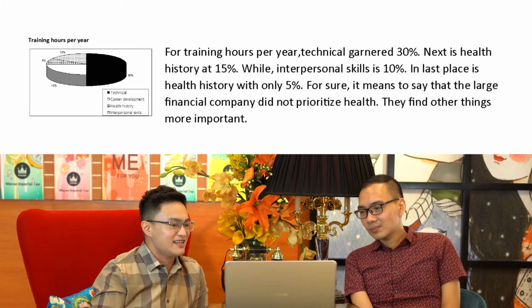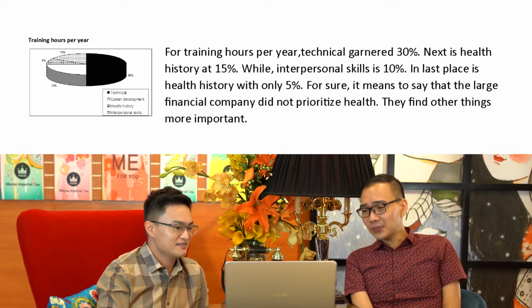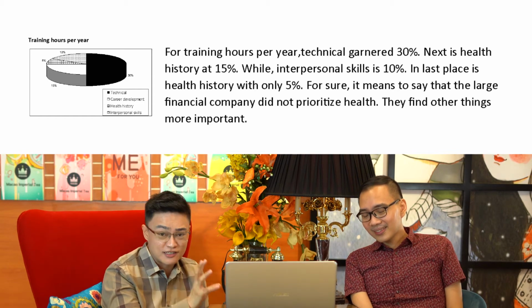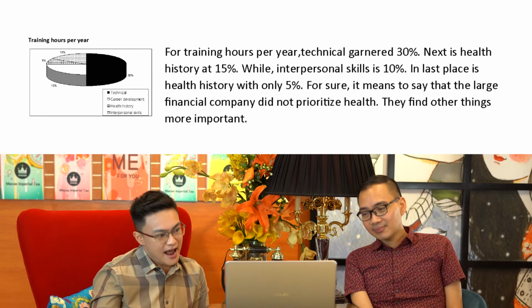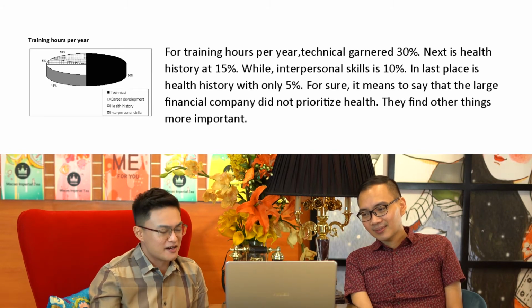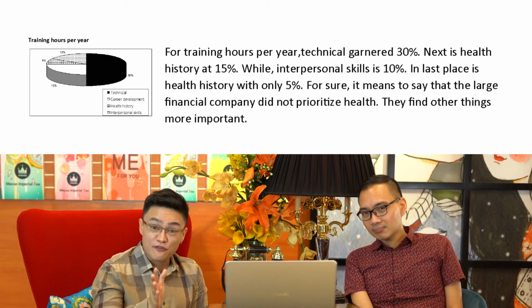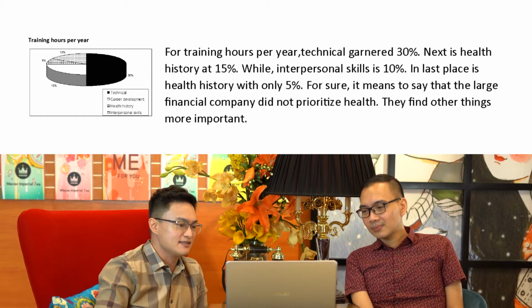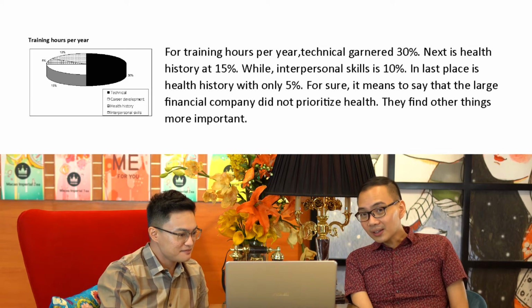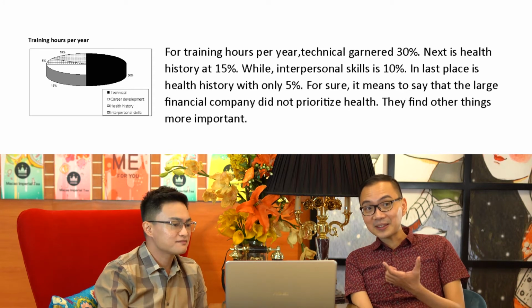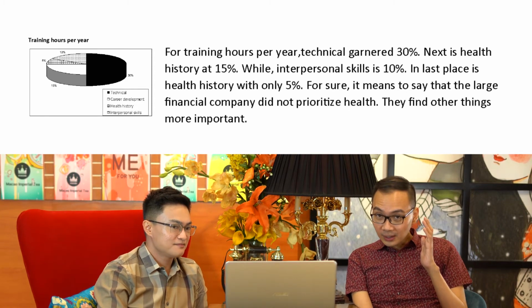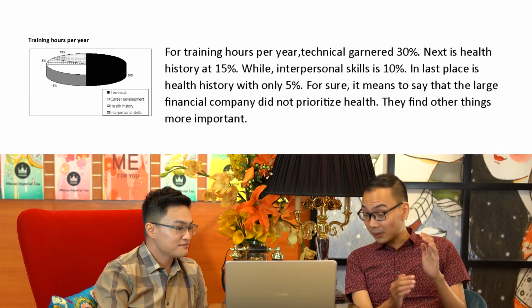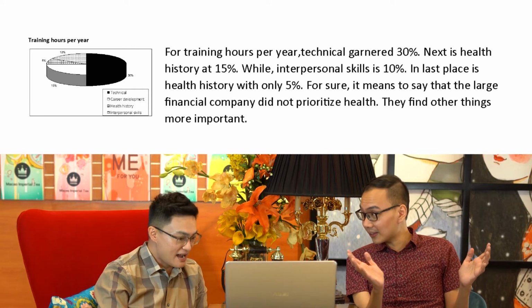And then, what about the next sentence? Next is health history at 15%. According to IELTS examiners, this is the lazy man's way of constructing a sentence. You don't just say, next, health history 15%, while interpersonal skills 10%. Again, you're supposed to avoid short, choppy sentences. And what's wrong with while interpersonal skills is 10%? While is a conjunction, making it a dependent clause that should be connected to an independent clause. So again, this properly belongs to a longer sentence.